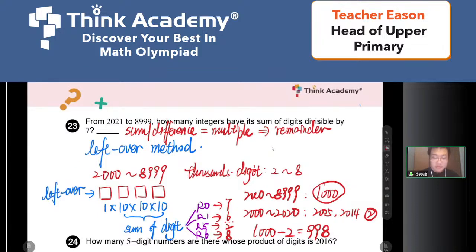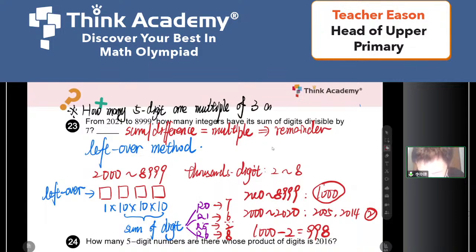Also in RMO, there are similar questions. I won't run through this question, but I write it here for you. The RMO one asks: how many 5-digit numbers are multiples of 3 and contain no 3 in their digits? You can think about this question. It's the same way as the leftover method will tell you. Okay, so this is question 23.